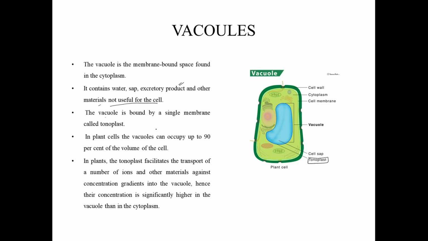In plant cell, the vacuole can occupy up to 90% of the volume of the cell, right? Or we can say that in plants a large central vacuole is present, and in plants the tonoplast also facilitates the transport of a number of ions and other materials against the concentration gradient. So here transport of ions takes place, right?